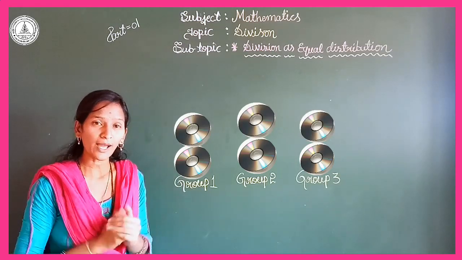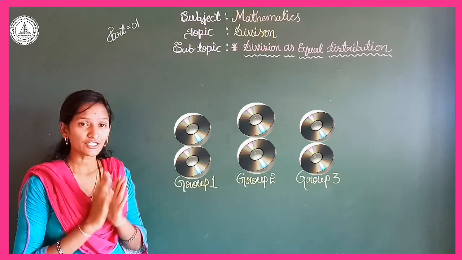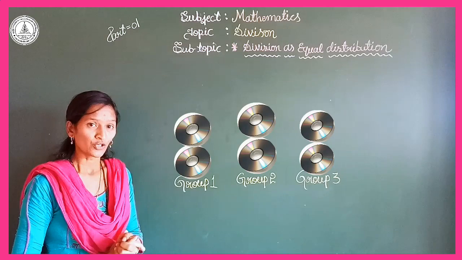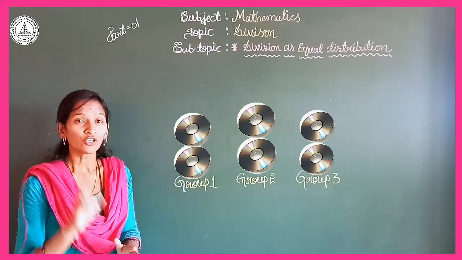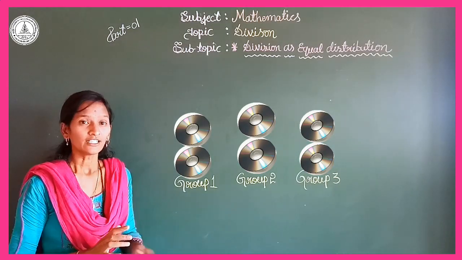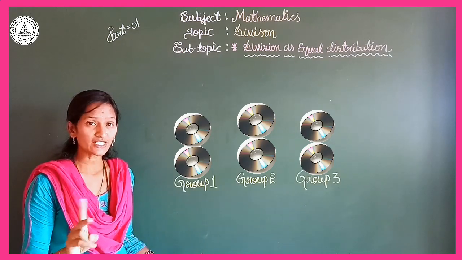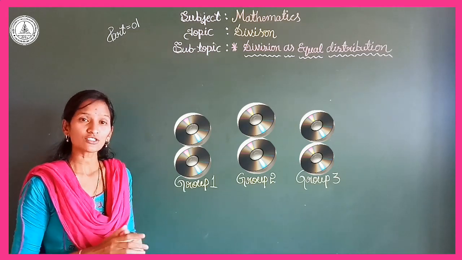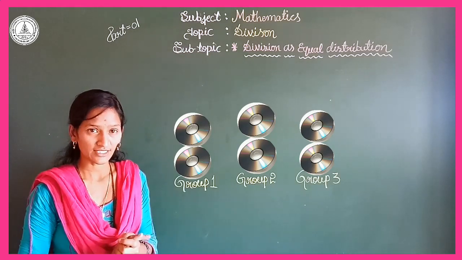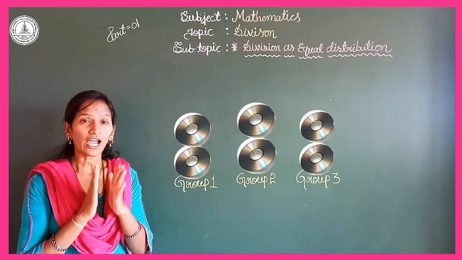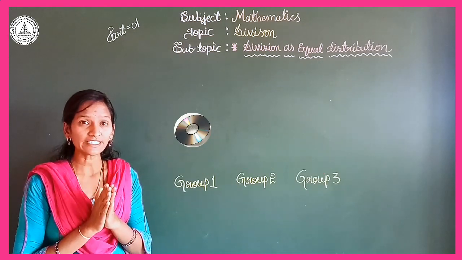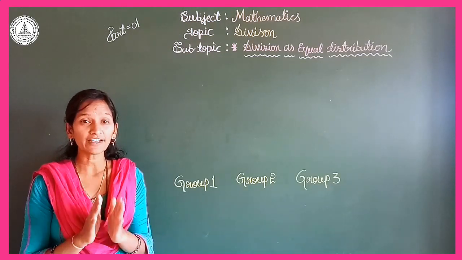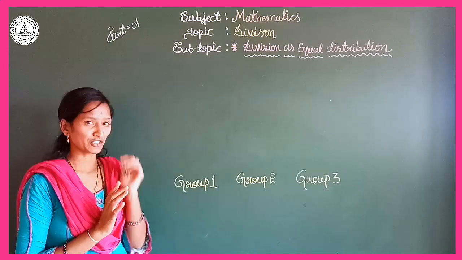See here what happened. Here I distributed the 6 CDs among these 3 groups. So here each group got 2 CDs. Right? See here, the first group has 2 CDs. The second one also has 2 CDs. And the last group also has 2 CDs. Right? So here I divided the 6 CDs equally among 3 groups. This process of dividing things is called division.